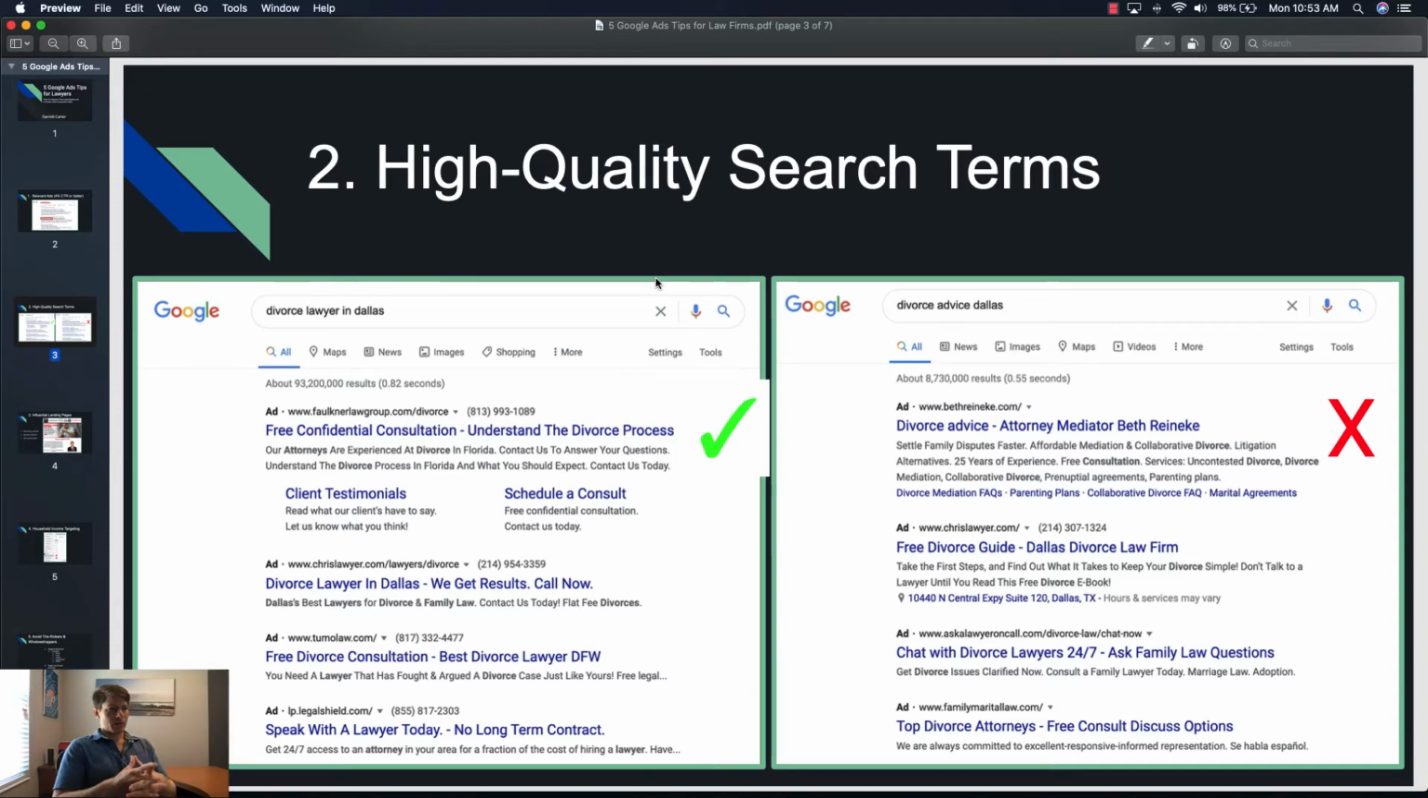And on the other hand, if we look over to the screenshot on the right, you can see this is a search for divorce advice Dallas. There are still people advertising on this search, and I would not do this because, number one, you don't know where this person is in the funnel, where they are in the decision cycle. Are they ready to get a divorce? They're asking for advice. We have no idea. And whenever you start talking about the unknown, you don't want to be spending money on something that is relatively unknown. You don't know what the person's intention is. So that's exactly what I mean by making sure that you're showing up for high quality search terms.